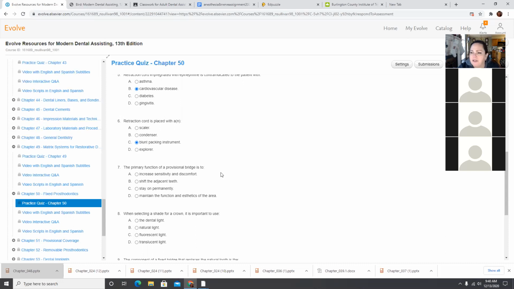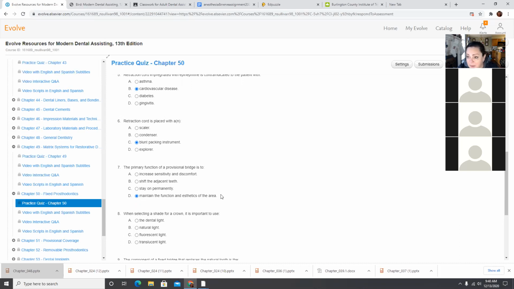Do we want to shift the adjacent teeth? Is that what we're doing when we put it on? No. What does the word provisional mean? Something temporary. So is it going to stay on permanently? No. So what's the only answer that works here? D. To maintain the function and aesthetics of the area is exactly why we put a temporary bridge on, right?